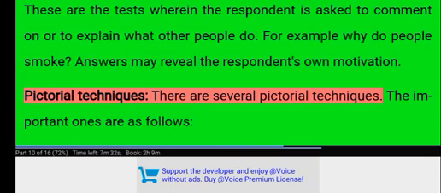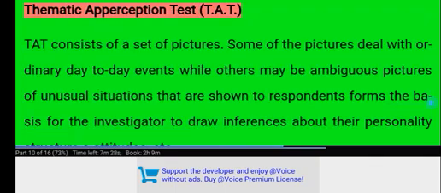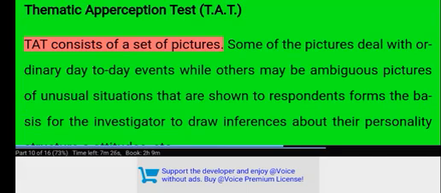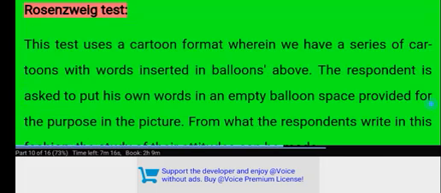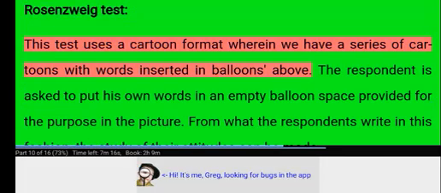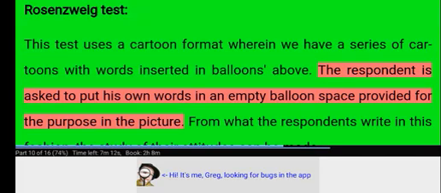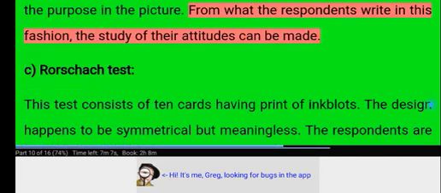Pictorial techniques. There are several pictorial techniques. The important ones are as follows. Thematic apperception test, TAT. TAT consists of a set of pictures. Some of the pictures deal with ordinary day-to-day events, while others may be ambiguous pictures of unusual situations that are shown to respondents, forming the basis for the investigator to draw inferences about their personality structure, attitudes, etc. Rosenzweig test. This test uses a cartoon format wherein we have a series of cartoons with words inserted in balloons above. The respondent is asked to put his own words in an empty balloon space provided for the purpose in the picture. From what the respondents write in this fashion, the study of their attitudes can be made.